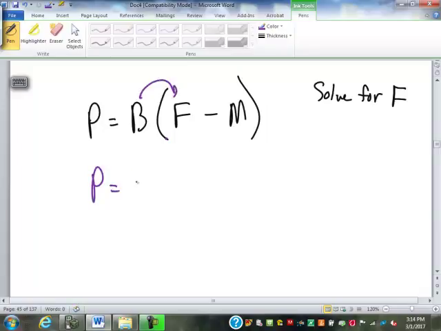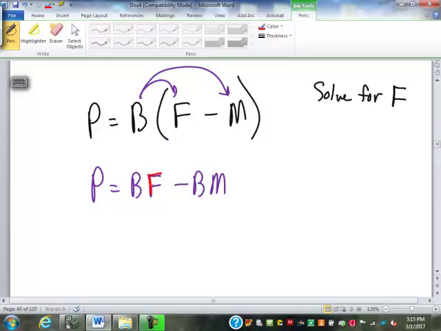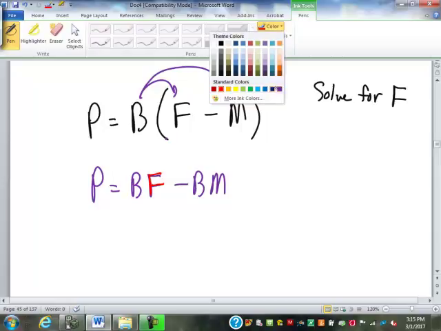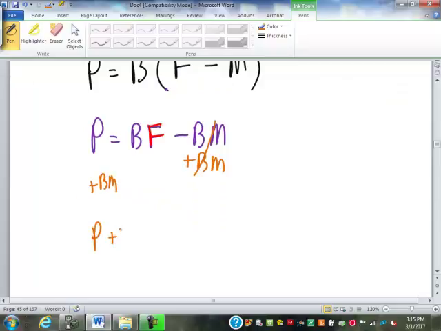So b times f is bf. B times a negative m is negative bm. Now we're still solving for f. So here's f right here. We have to get it by itself. To get f by itself, we have to look at what's been done to it. F has been multiplied by b, and then bm has been subtracted from it. So I would add bm. So p plus bm equals bf.